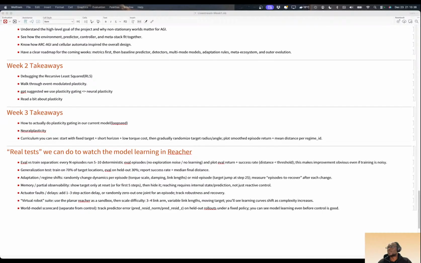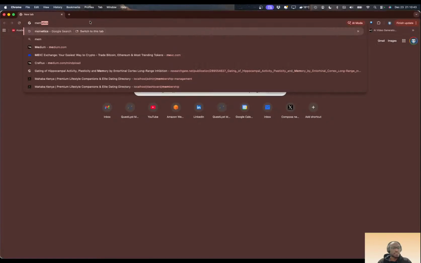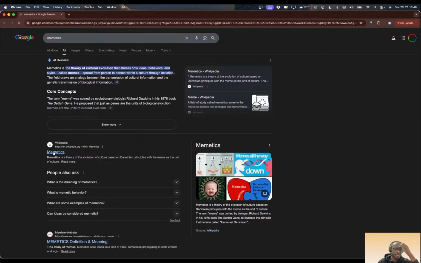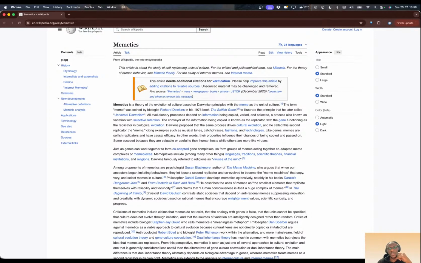So I'll just pull up my browser and search for this. Memetics is a strong idea. It's the theory of cultural evolution. So it's a theory of the evolution of culture based on Darwinian principles, with a meme as the unit of culture. In this case, it's the currency for this evolution to happen. So not really just currency.